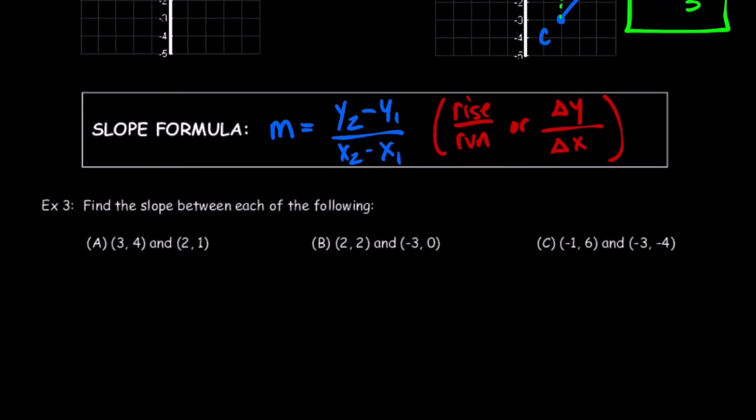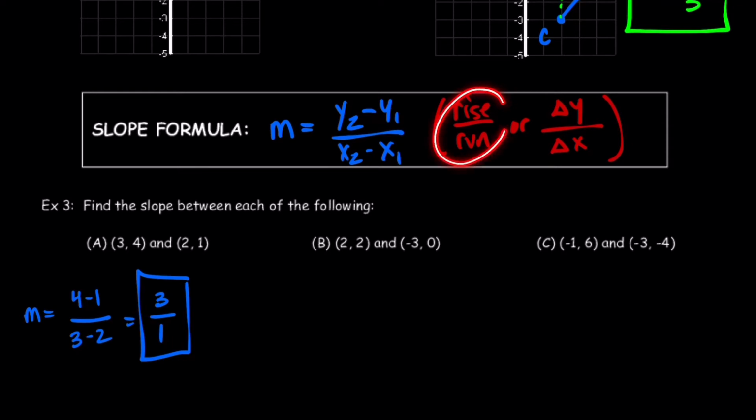So for part A, my slope equals, the y values are 4 and 1. Okay, so that's 4 minus 1. The x values are 3 and 2. So that would go in the denominator, 3 minus 2. Well, this first one's pretty easy. 4 minus 1 is 3. 3 minus 2 is 1. I know usually you guys like to clean this up and just write 3, which is acceptable. But since slope is rise over run, I always like to see a fraction here when it comes to slope, because I know how much I need to go up and how much I need to go over.